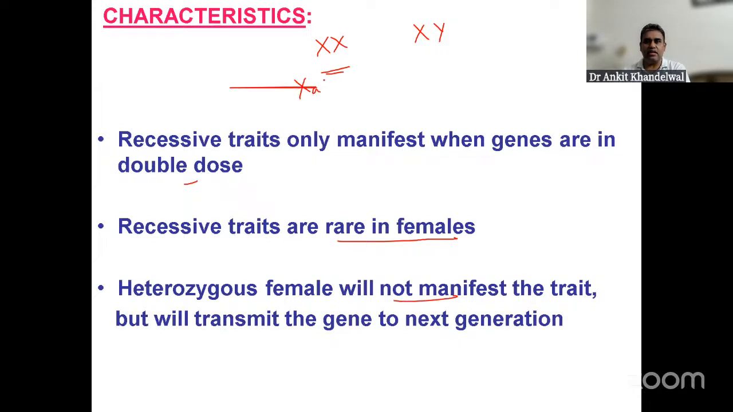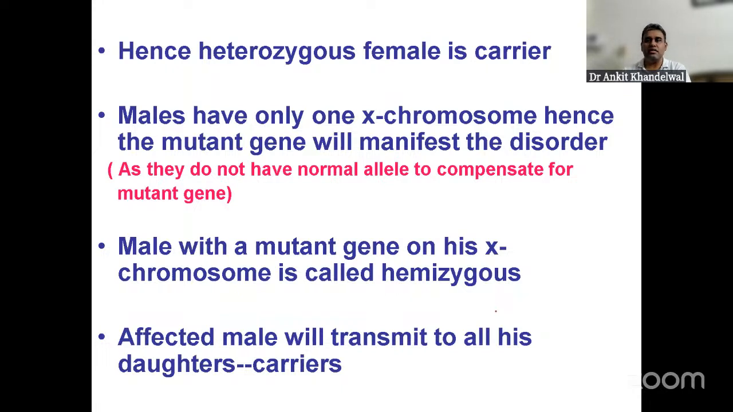So understand XA and X. It will not manifest the trait, but will transmit the gene to the next generation, just similar to autosomal recessive when they were acting as carrier. Hence, heterozygous female is a carrier over here, correlate. Males have only one X chromosome, hence the mutant gene will manifest. So in males, it will act like a dominant disorder.